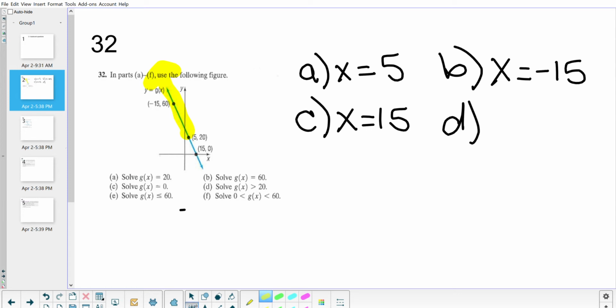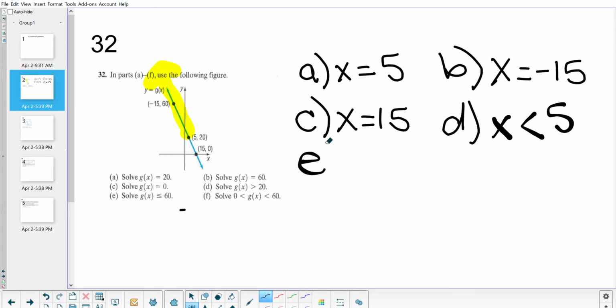Well, describing that using x, this is where it gets tricky. If I'm going to describe that portion of the line using x, that's when x is less than 5.